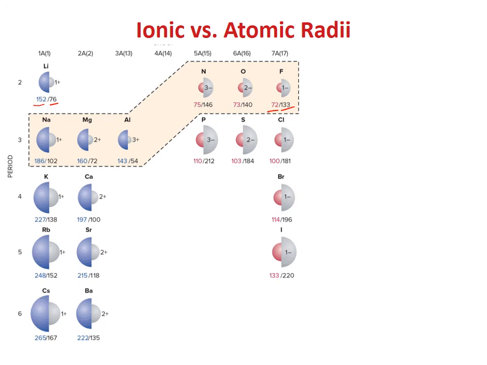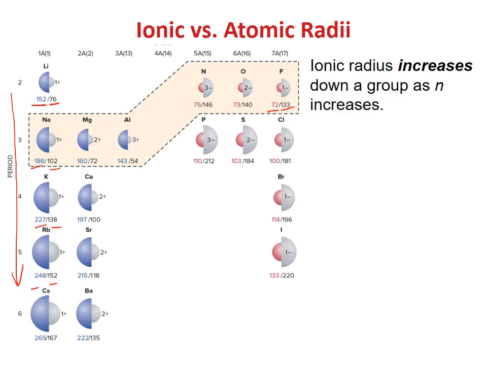Now let's look at the trend. Okay, down a group, the principal number increases, and atomic size increases. So lithium 152, sodium 186, potassium 227, rubidium 248. So atomic size increases. What about the ionic size? Okay, lithium 76, sodium 102, potassium 138, rubidium 152. So ionic radius also increases down a group as n increases.